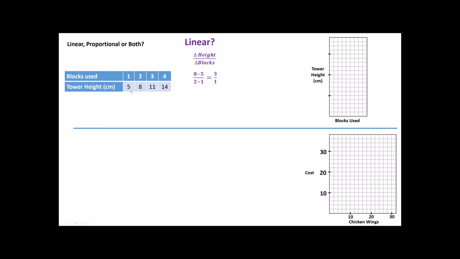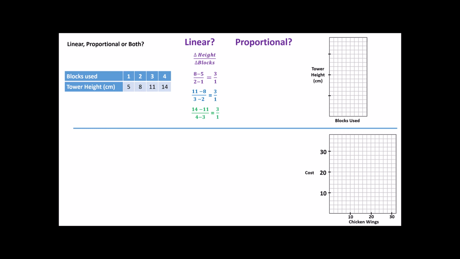If I added one, let's say I did height on top. If I added one block, I gained 3 centimeters. Notice that this time I put the height on top. It really doesn't matter which one we put on top. If I go 11 minus 8 and 3 minus 2, I get 3 to 1. And if I go 14 minus 11, that's a change of 3. And 4 minus 3 is a change of 1 as well.